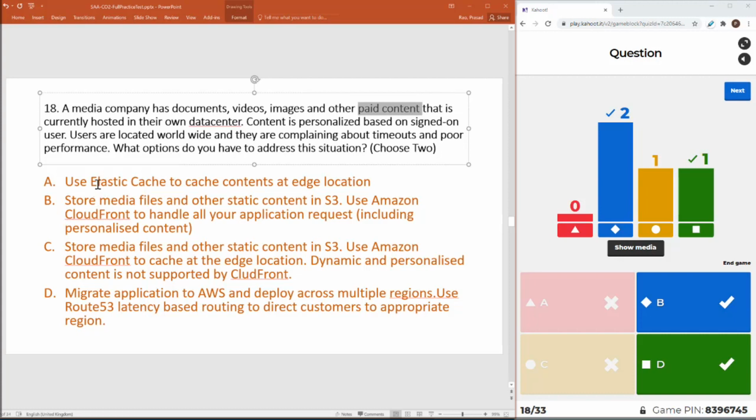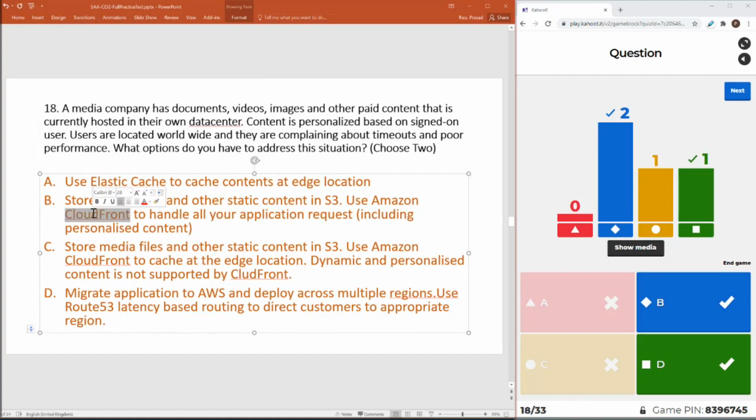ElastiCache, obviously, the answer is no, we cannot solve it through ElastiCache. Here it's talking about designing the whole solution in a more cloud native way. Because it is static content, we can always save it in S3. They say that users are located worldwide, which means they are located in multiple regions, and they're complaining about timeouts and poor performance. So they want it in a fast, low latency manner. You can always use CloudFront to reach your global users. That's the content delivery network.